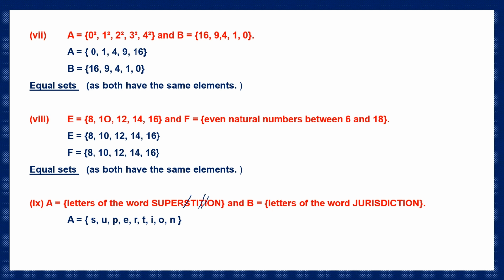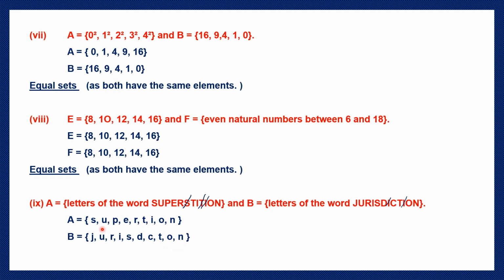Okay. Now, set B is the letters of the word jurisdiction. So what do we have now? J-U-R-I-S-D-I. We must not repeat, take it off. C-T. I again is repeated, take it off. O and N. We've removed only the I's that are repeated. So what do we have? We have these letters. Now, as you can see, they are not the same. Letters are different, isn't it? I have S and S, U and U, P, but I don't have P here. So they are not the same.